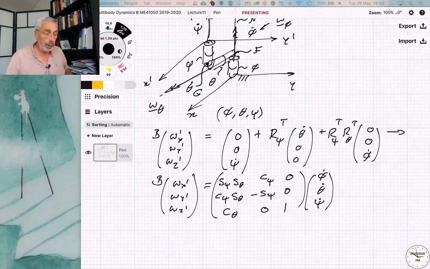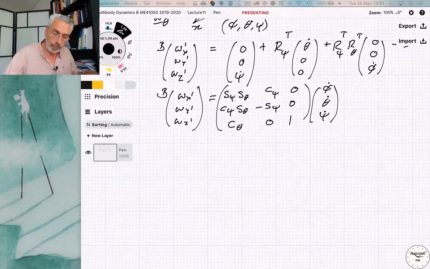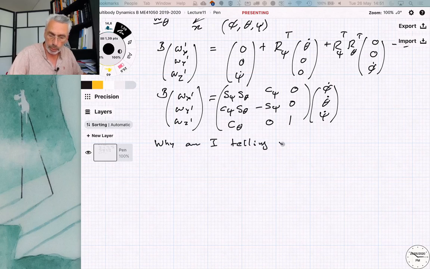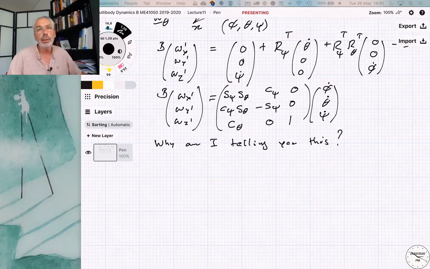Okay, so that having said, we now have both expressions for the angular velocities versus the Euler angles and the time derivative of the Euler angles. Now, why am I telling you this? So that is a deep question, right? Why am I telling you all this? What is the whole purpose of this? Why do we need this?